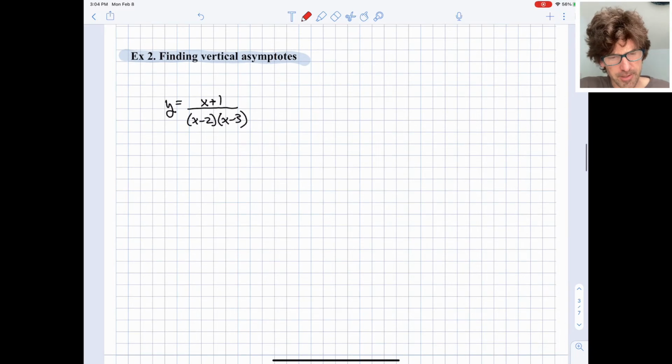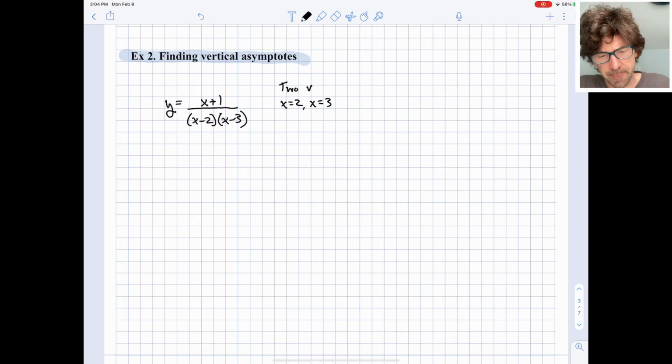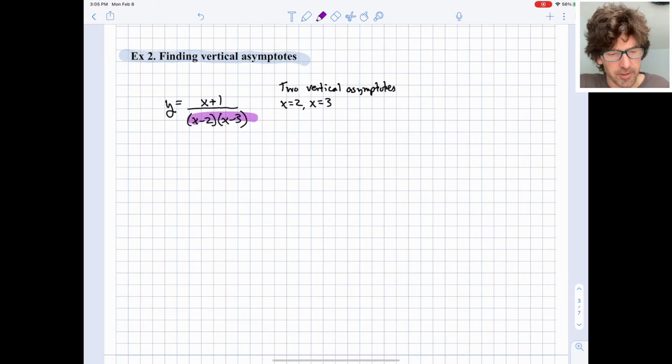Finding vertical asymptotes, as an example here, I hope you can see that we have two vertical asymptotes. If x were to equal 2, we would have a 0 denominator, and if x were to equal 3, we would have a 0 denominator. So x equals 2 and x equals 3 are our two vertical asymptotes. Okay, and that's really just a matter of looking at these denominator terms, factor it if you need to, think about what cancel out with what can't cancel out from the top, and apply those values to your vertical asymptotes.